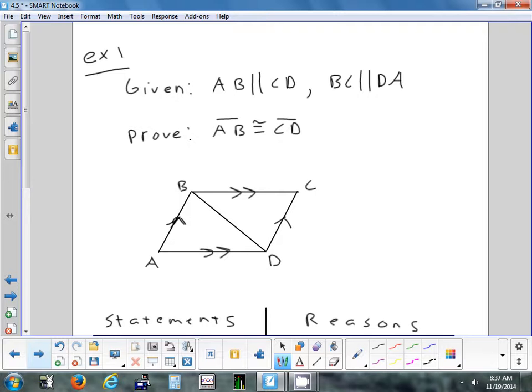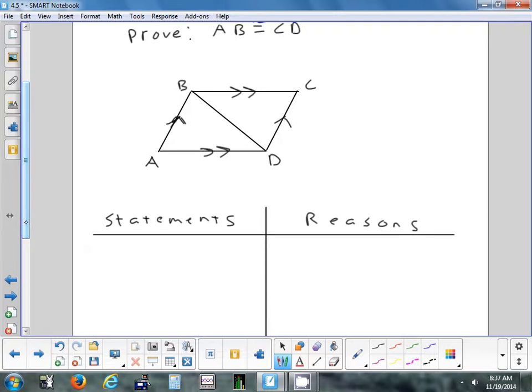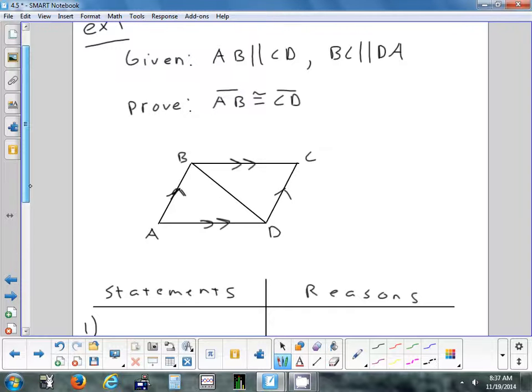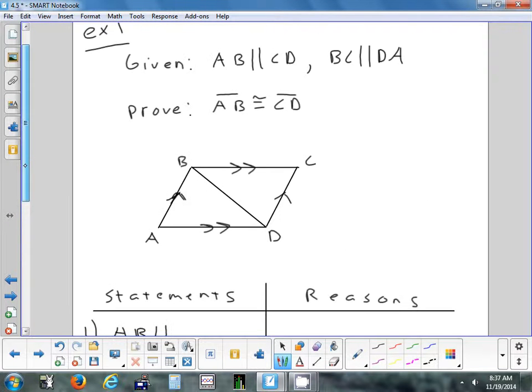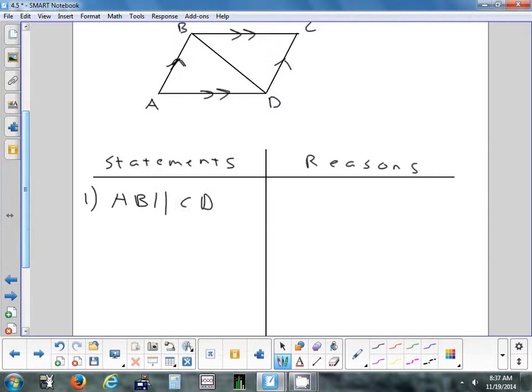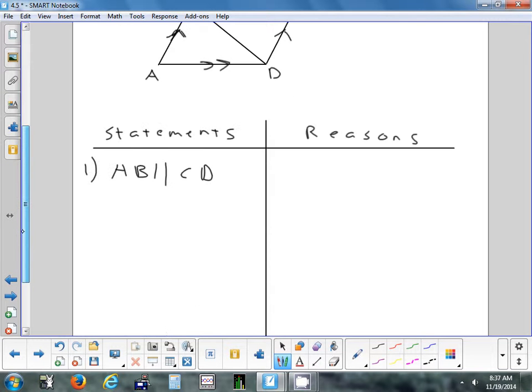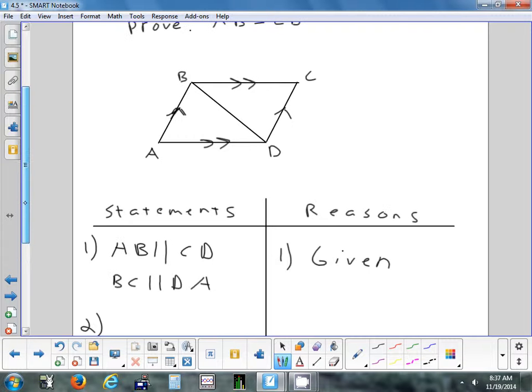All right. So what could we say first? Let's start out with the givens, because then from those, maybe we can talk about alternate interior angles or some kind of angles. But we have to say what was given first. So AB is parallel to CD, and BC is parallel to DA. That's given. Okay, step 2.